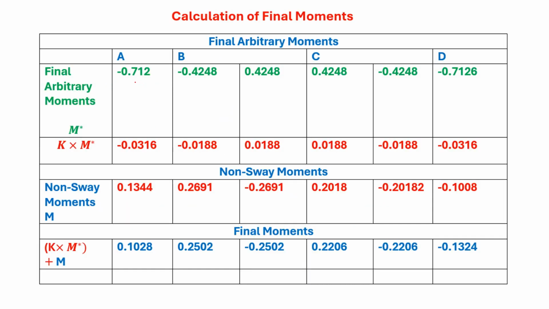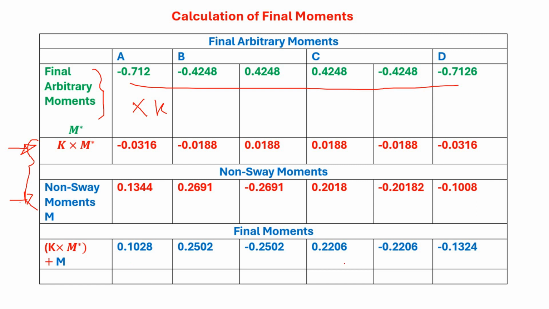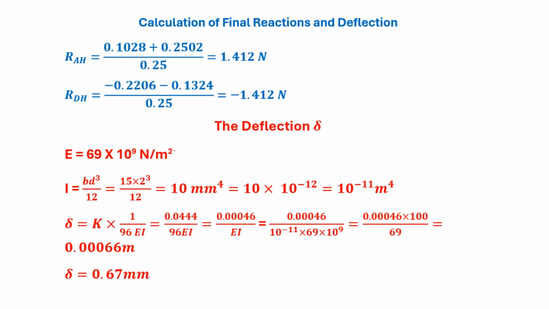Once you are done with this, you write down the arbitrary moments. These are the arbitrary moments M star. Then you multiply them with K. This whole row is multiplied with K and it is represented as K into M star. These are the non-sway moments. So you add these two and you get finally this moment. This is the final moment that is obtained, and from this you can calculate the reactions.